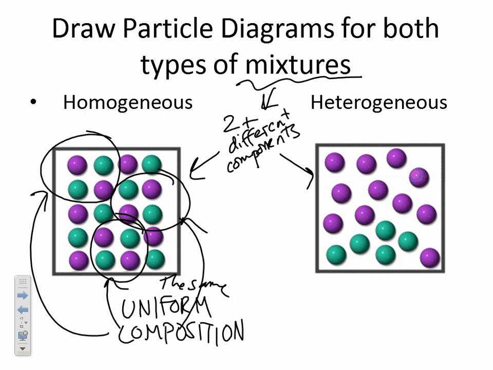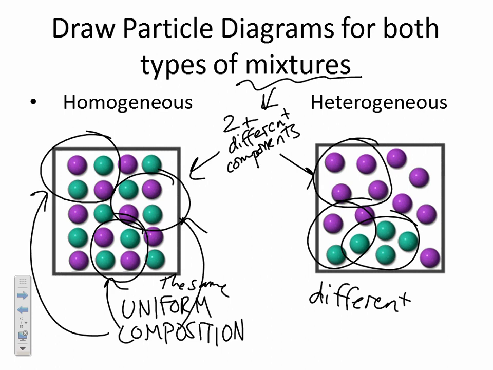Versus if I look at the heterogeneous mixture, and I look at this bit right here, I've got four purples, and then this bit right here I've got two purples, two greens, and then this bit I've got four greens. It is not the same throughout. It is very much different. We have a different composition throughout the mixture, and that's what makes it heterogeneous, that prefix hetero.